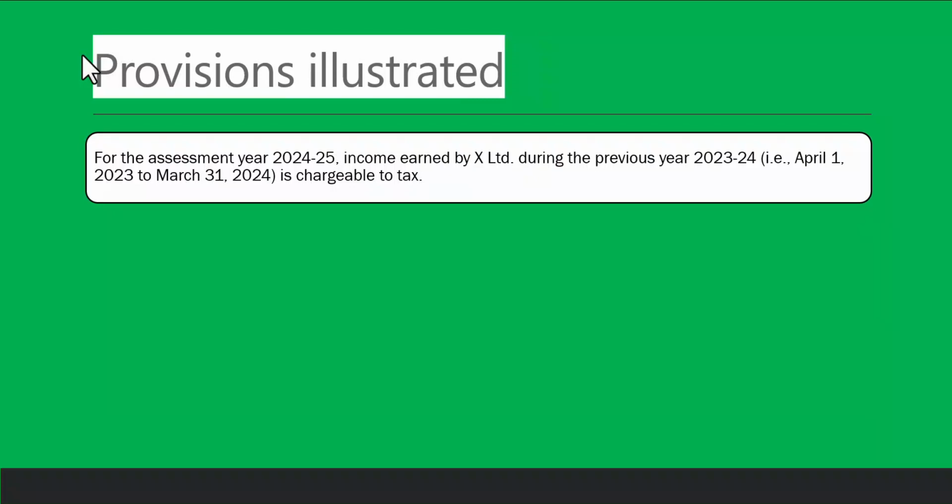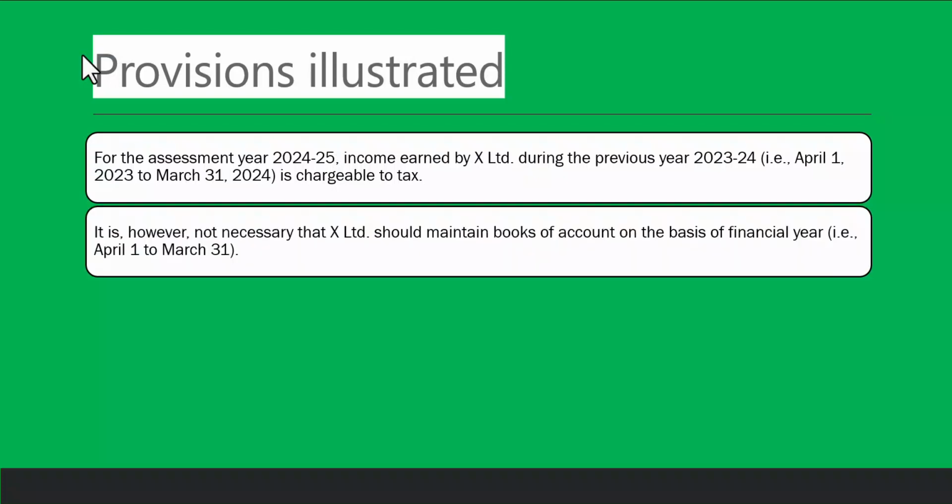For the assessment year 24-25, income earned by X Limited during the previous year, that is 23-24, April 1st to 31st March 24, is chargeable to tax. It is, however, not necessary that X Limited should maintain books of account on the basis of the financial year, that is April 1st to March 31st. Now, companies can maintain the books of account on either a calendar year or a financial year, whichever they follow, but they will be assessed for income tax purposes on the financial year, 1st April 2023 to 31st of March 2024. Okay, fine. So let's understand this.